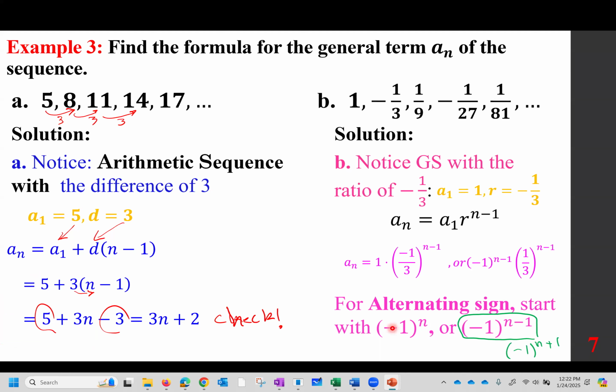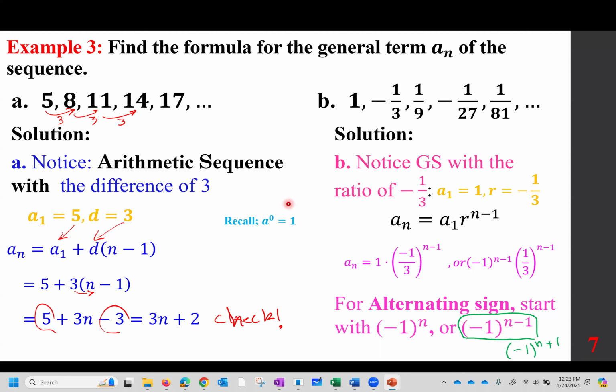But understand, when n is 1, this becomes negative. When n is 1, this becomes positive. And since the first term is positive, you start with that. I also want to remind you, of course, a to the power of 0 is 1, okay?